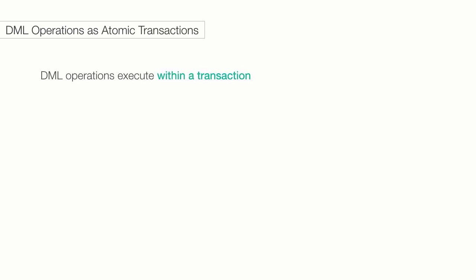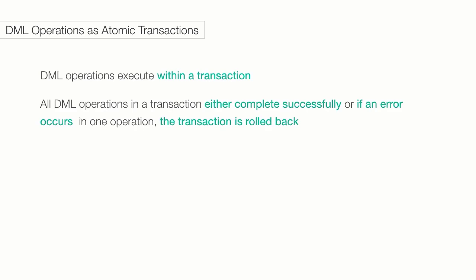DML operations execute within a transaction. All DML operations in a transaction either complete successfully, or if an error occurs in one of the operations, the entire transaction is rolled back and no data is committed to the database.